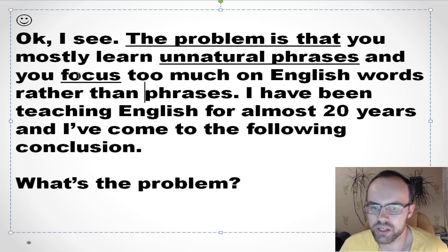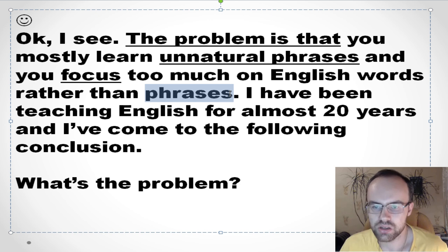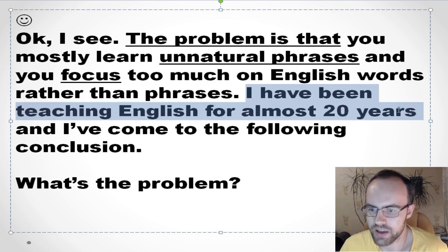So maybe you try to remember only English words, but if you look at the English language, it isn't about English words, it's about English phrases, and you need to focus on them first of all, okay? And I can tell you this thing. I have been teaching English for almost 20 years, a very long time. And I've come to the following conclusion.